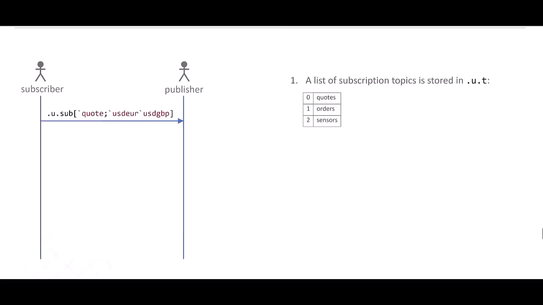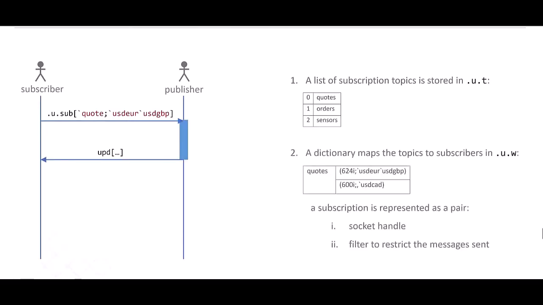With publishers and subscribers, publishers advertise topics stored in u.t, like quotes and orders. Subscribers call a function u.sub for published topics like quotes. Additional filters can be applied as part of the subscription, for example, a given equity or currency pair.